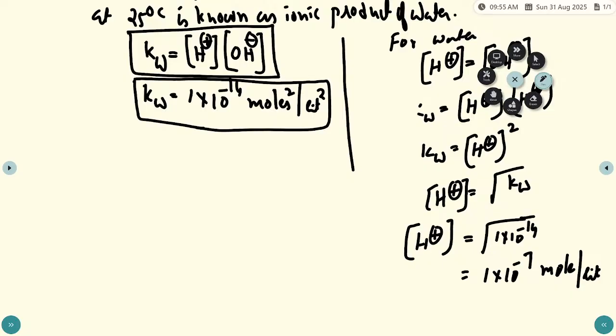mole per liter. So what is the concentration of H plus ion? 1 into 10 to the power of minus 7. We used this earlier, see, in the previous problem: the concentration of H plus ion from water is 10 to the power of minus 7, that is the same. This is how 10 to the power of minus 7 came. So this is what the ionic product of water is.